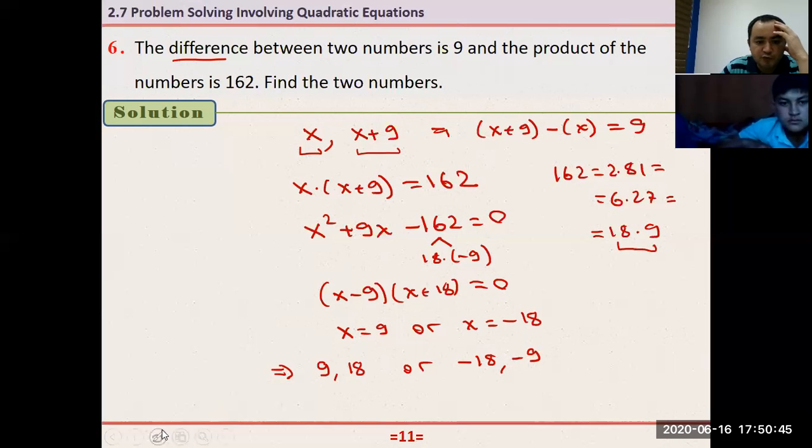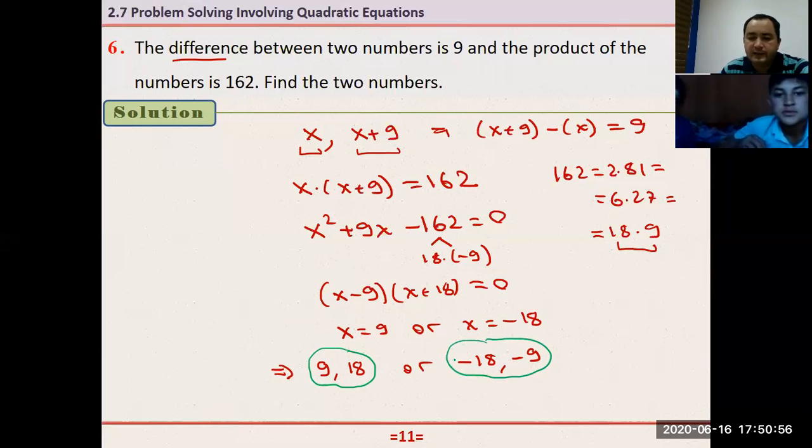Now a question for you: which one is the answer? Between two numbers, is it this one or this one? The difference between two numbers is 9, product of the numbers is 162. Find the two numbers. We can choose all of them.